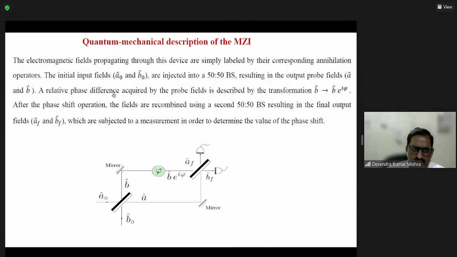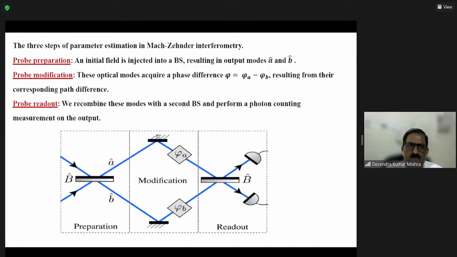So a relative phase difference acquired by the probe fields is described by the transformation B transforming to B e to the power i phi. After the phase shift operation, the fields are recombined using a second 50-50 beam splitter, resulting in the final output fields AF and BF, which are subjected to a measurement in order to determine the value of the phase shift. This is the building block of a Mach-Zehnder interferometer.